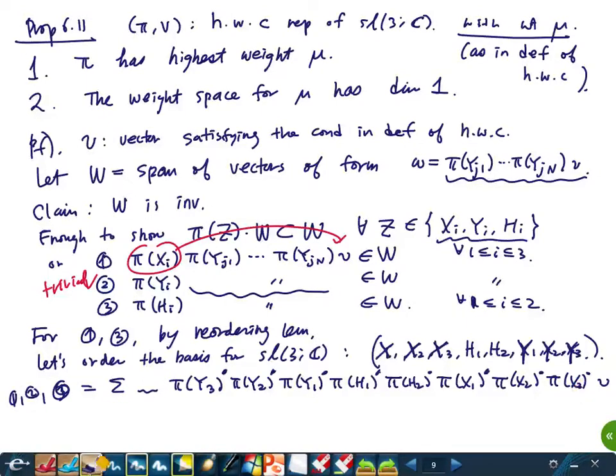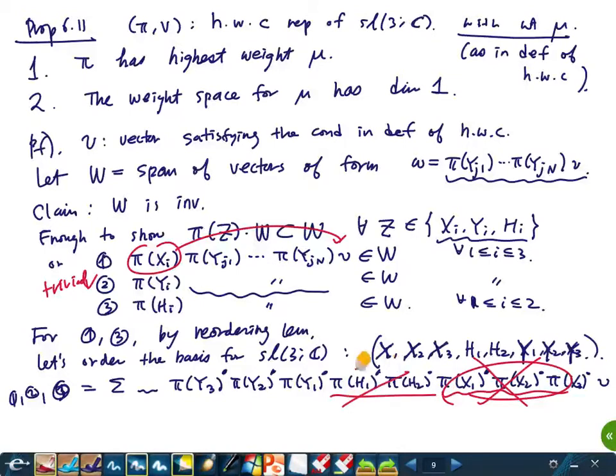Okay? But now what happens if one of these is non-zero? If you apply one of the x's to v, it's going to be 0 because of the definition of the highest weight. So if these are non-zero, it will be 0. The term will vanish. So we may assume that we don't have this term, because if there is, the vector will be annihilated. What about this now?